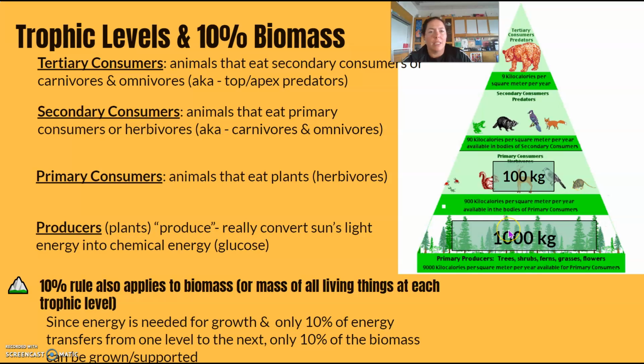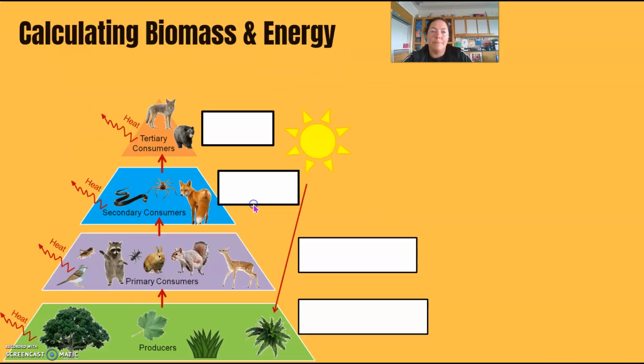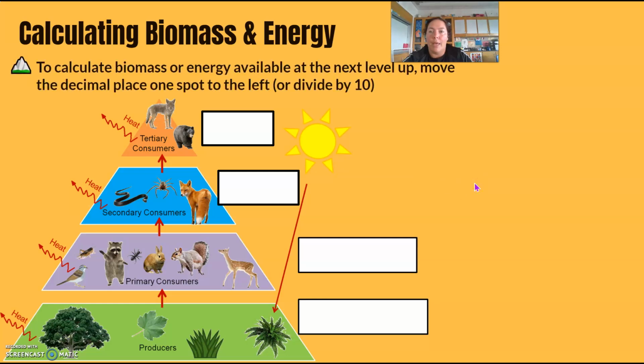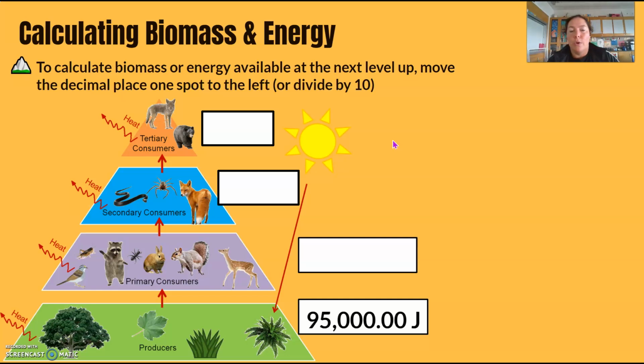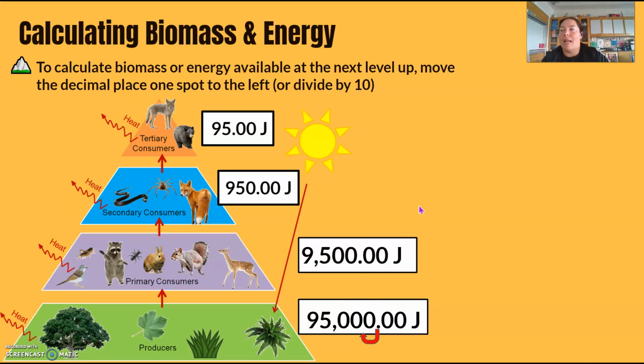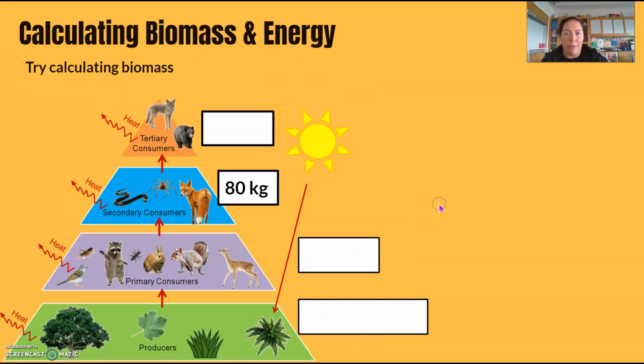So 1,000 kilograms here, 10% is available at the next, that's 100 kilograms, then 10 kilograms, and 1 kilogram. Okay, so you basically just divide by 10. So 95,000 joules, which is a unit measurement of heat, you're going to lose that. You just move the decimal place. Now you have 9,500. Move the decimal place again, you're going to have 950. One more time, you're going to have 95 joules. It's pretty simple math, guys.